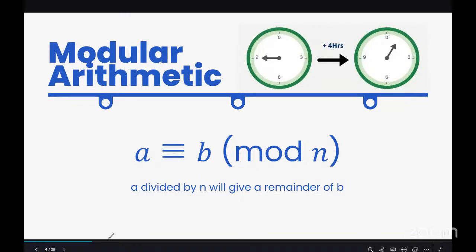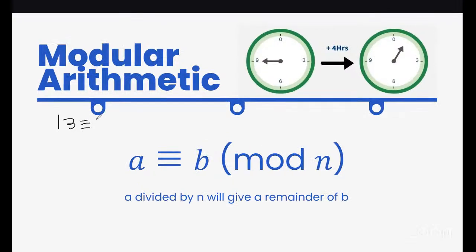Okay, first starting off with modular arithmetic. So the main formula for this is A is congruent to B mod n. And so this means when A is divided by n, it'll give A the remainder of B. So for example, think about it like this. 13 would be equal to 3 mod 10. So you should probably see the pattern by here.